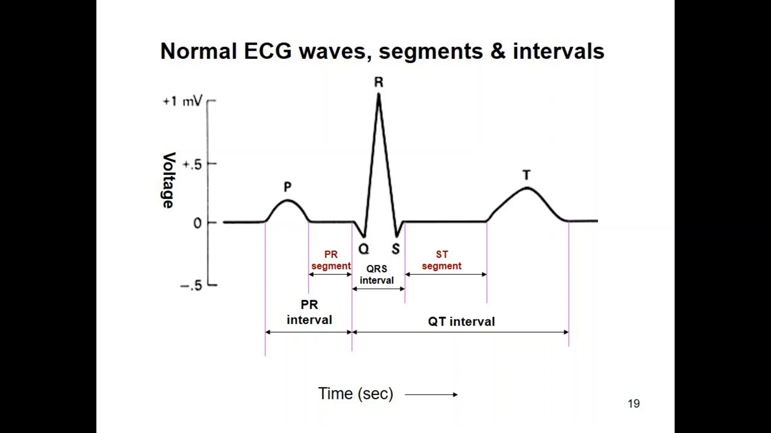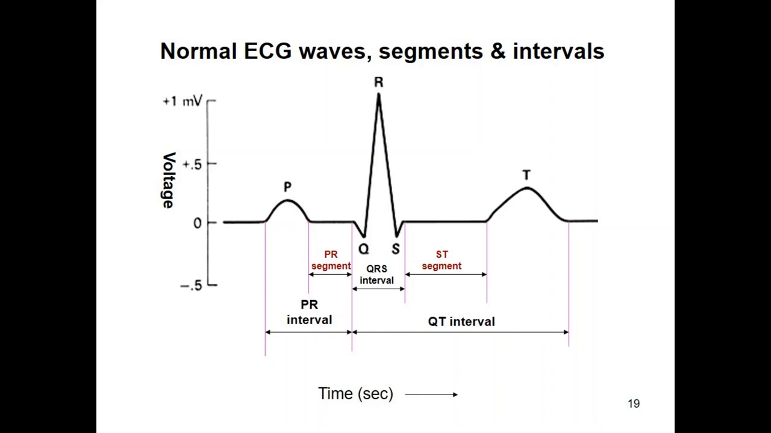If you begin with the beginning of the P wave and go to the beginning of the R wave, that is the PR interval. It includes a wave and the segment. It's a very important interval which assesses the atrioventricular conduction time. Atrioventricular conduction time is assessed clinically by the PR interval. This is it.